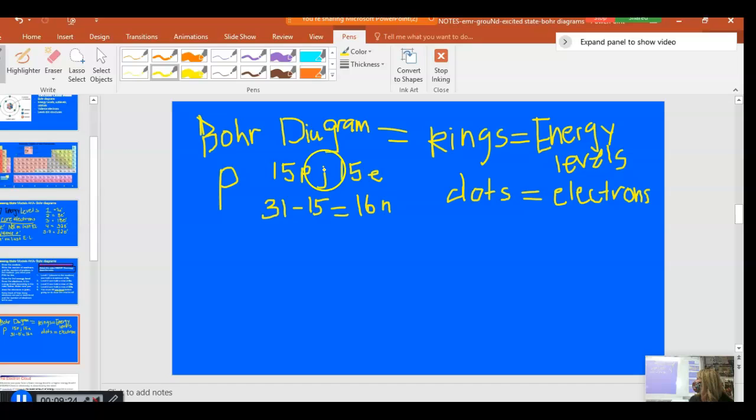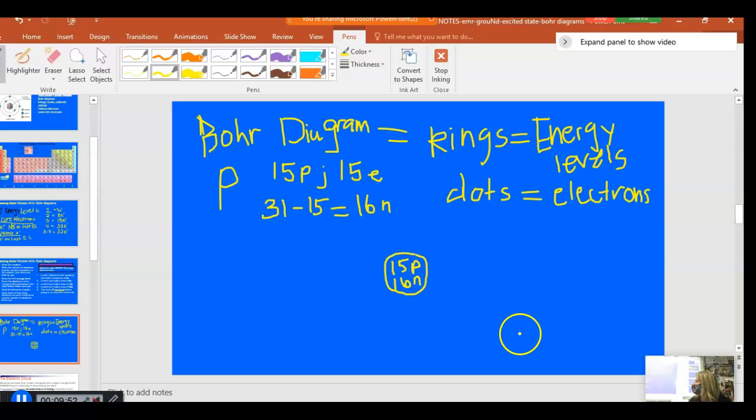So now we have all our information. The first thing we're going to do is make our nucleus. I'm going to put my 15 protons in the center, and I'm going to put my 16 neutrons in the center, and I'm going to make myself a little nucleus right here.